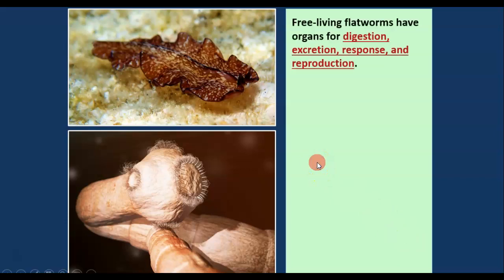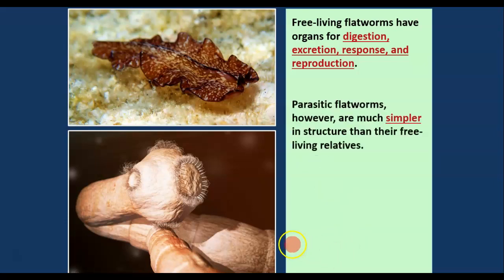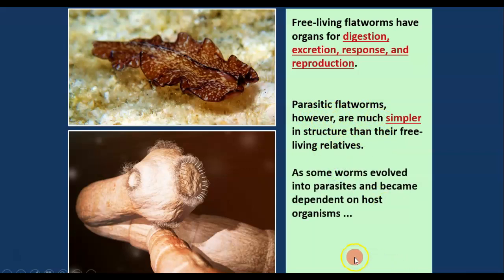Now, free-living flatworms have organs for digestion, excretion, response to the environment, and reproduction, but that's not the case with parasitic flatworms. They tend to be more simple. They're so reliant on their host that they use the host to do a lot of those things. So parasitic flatworms are much simpler in structure than their free-living relatives. As some worms evolved into parasites, they became dependent on their host organism.